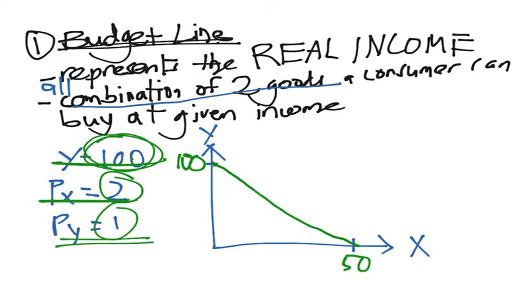At every single point on the line, no matter where it is, whether here or here, the consumer can consume using the 100 ringgit he has. So this is the budget line.